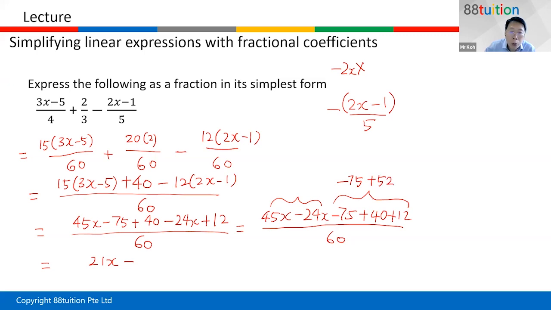Or you can just subtract accordingly. So minus 75 plus 40 is minus 35. Minus 35 plus 12 is minus 23. So you have minus 23 here over 60. All right, you check whether you can have any common factor, whether it can reduce. No, so that's the simplest form.